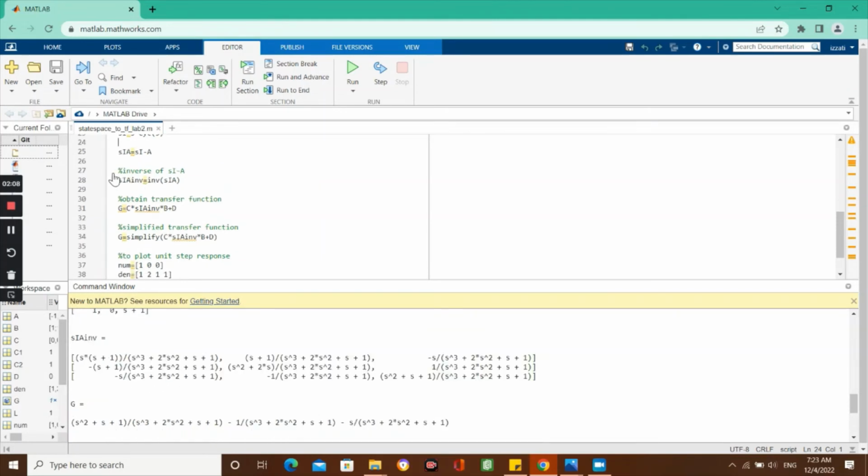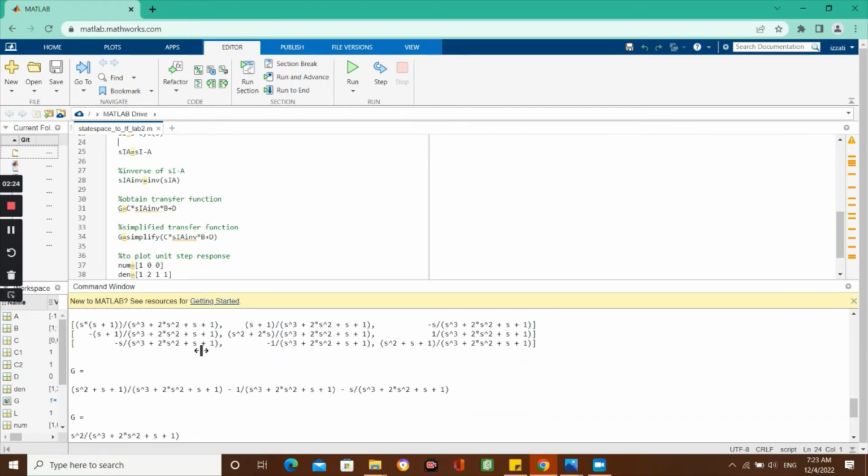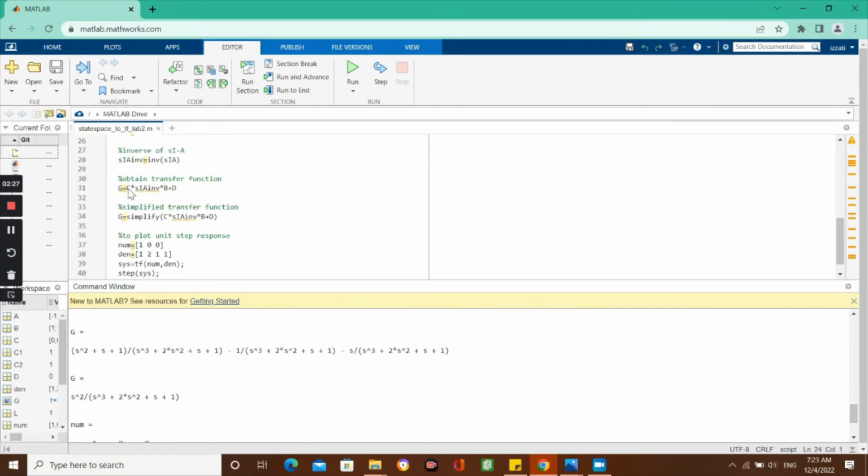After that, we calculate the value for the inverse of sI minus A. So we use the command inverse sIA. Then this is the value for the inverse of sI minus A that we get on the command window. To obtain the transfer function, we use the command G equal to C times sIA inverse times B plus D. Then we get the transfer function.